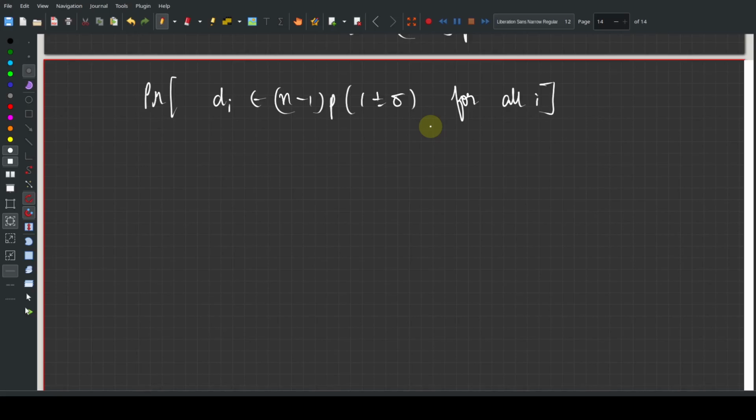Now, if I think of the degree of i as a random variable, what can I say about di and dj? Are they independent? If I take two vertices i and j, so di is a random variable, right, with expected value n minus 1 times p. dj is also a random variable with expectation n minus 1 times p. Are these two random variables independent?